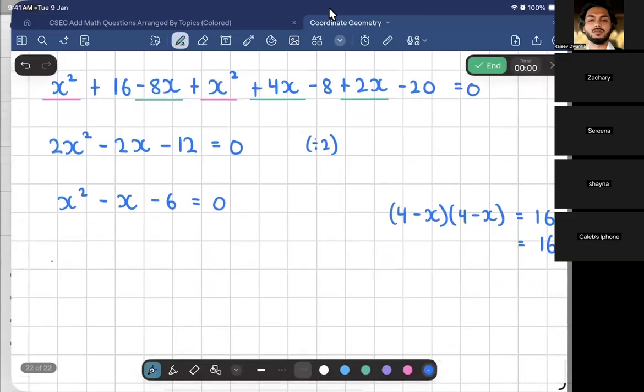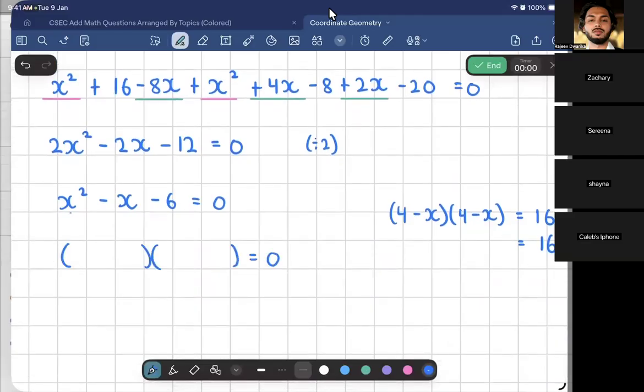Cool. To factorize this, I'm going to open up two brackets, put that equal to 0. To get x squared, that'll be x by x. Last term is negative 6. What two numbers do you pick? 2 and 3. But 2 and 3 will give you a positive 6, though. We want to get negative. 2 and minus 3, sir.